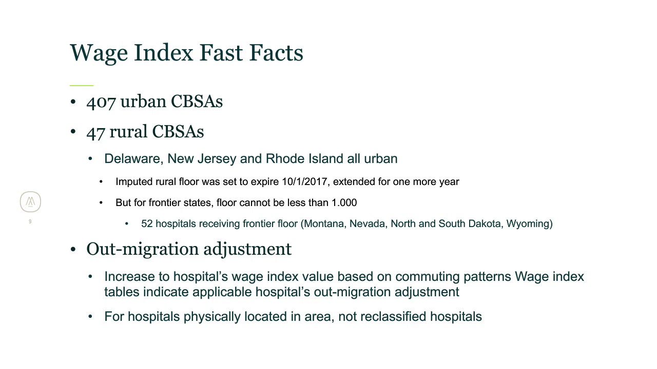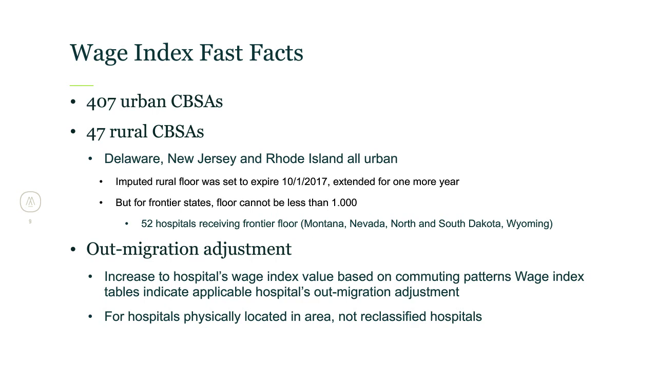So in the proposed rule, CMS had considered letting the imputed rural floor expire on October 1st, 2017. However, based upon comments from the public, the imputed rural floor for these 3 states has been extended for 1 year. Now, due to budget neutrality considerations, the extension of the imputed rural floor has a small impact on the wage index factors for all hospitals nationwide. We're going to have to see how CMS approaches the imputed rural floor in the future. It is definitely something to keep an eye on.